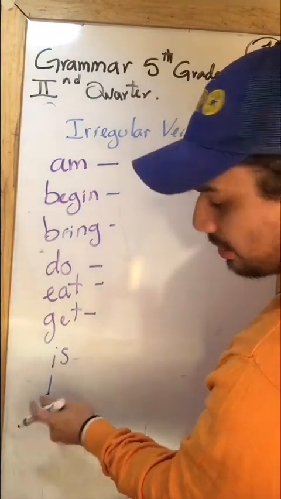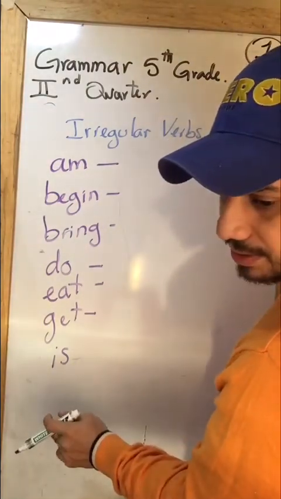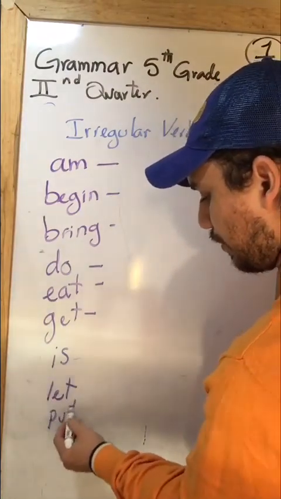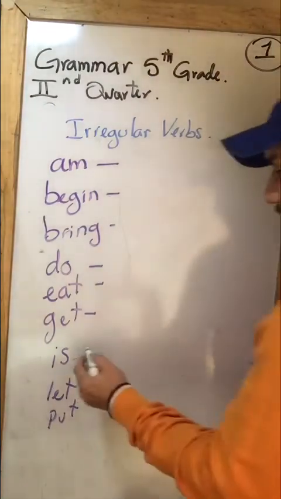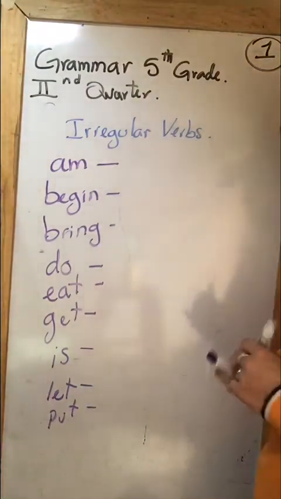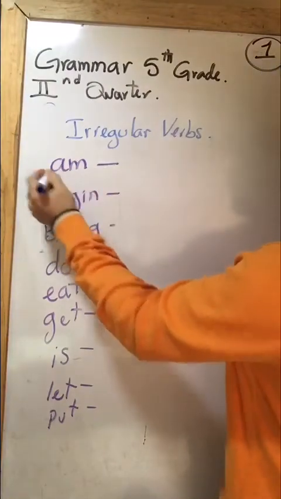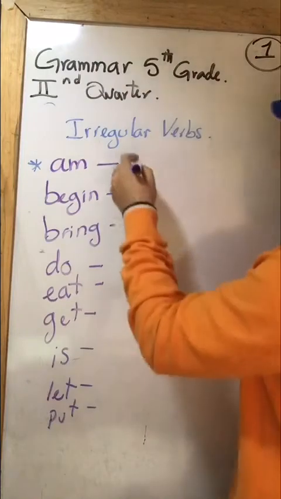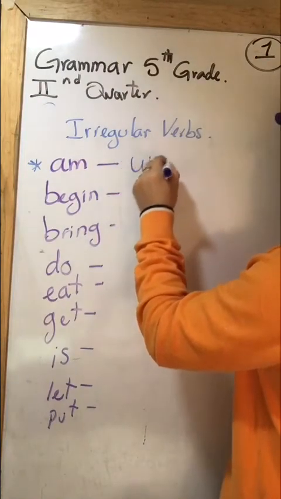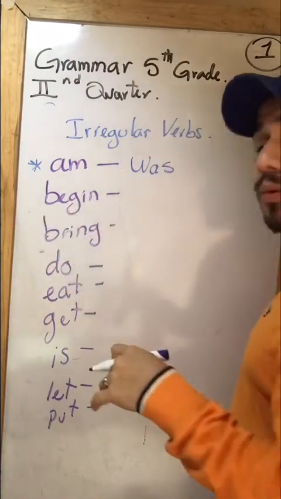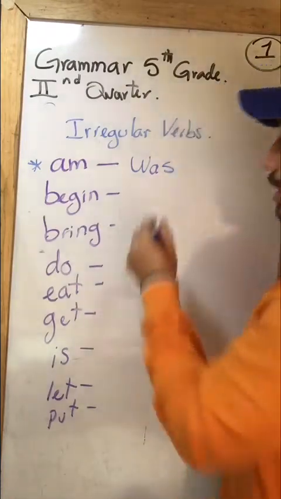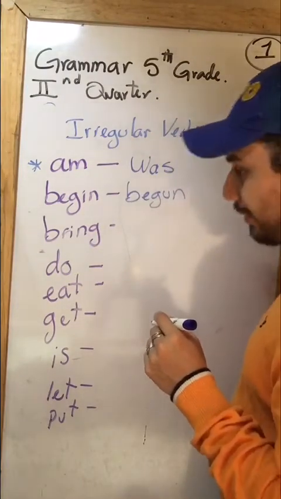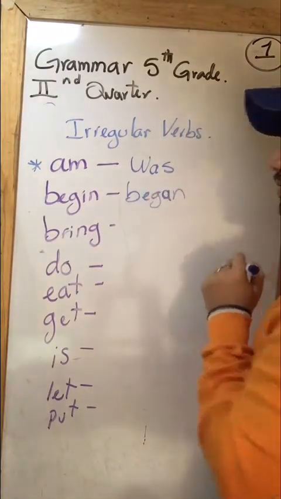Wait, let is the same, and also put is the same. Oh well, yeah, let and put. I'm gonna leave it in there so we can make these examples, and then we can make a little more. Am is the form of a verb to be, is the verb of who you are, so the past tense is was. Begin is the word that tells you when something starts. The past tense would be begun. Oh, begun, sorry. With an A.